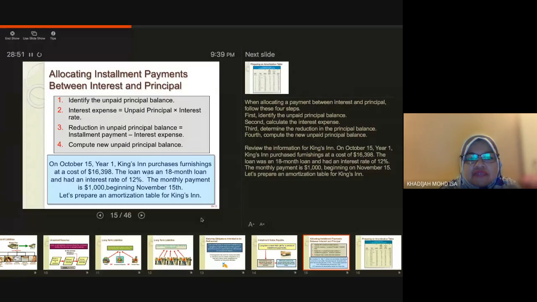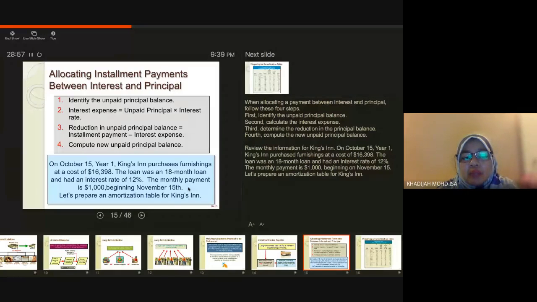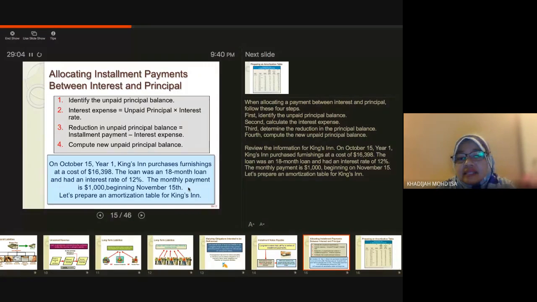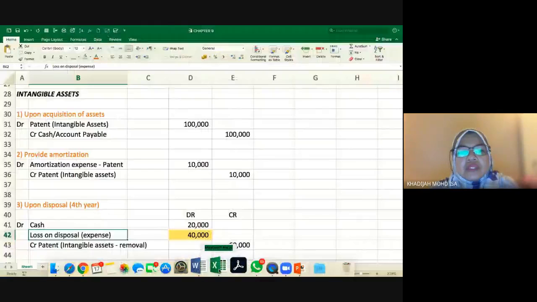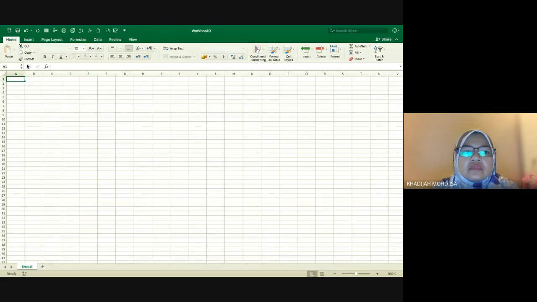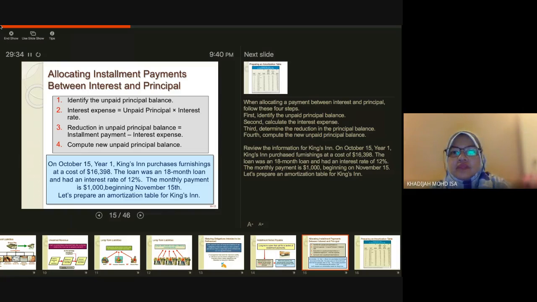Alright, so it means that you pay the difference over the 18 months period. So the monthly that you pay is 1,000, minus 1,000 is 866 is the principal portion. Right? So if you were to look at this, let me put this into a new file. This one is chapter 10, right? This one is an example. Let me bring this.